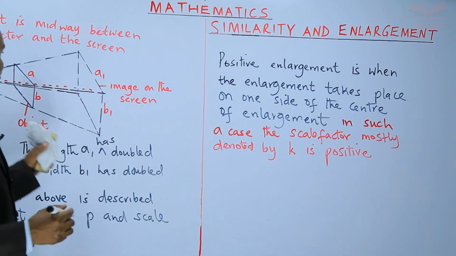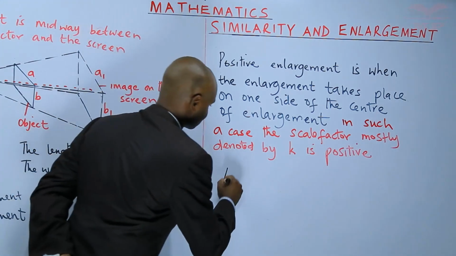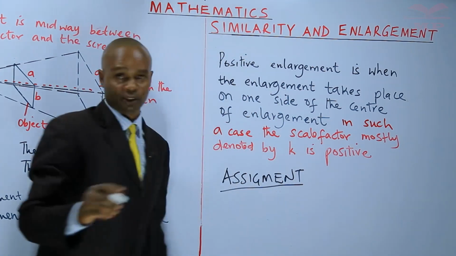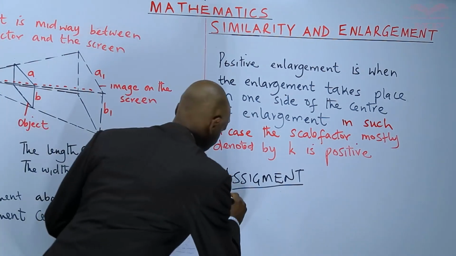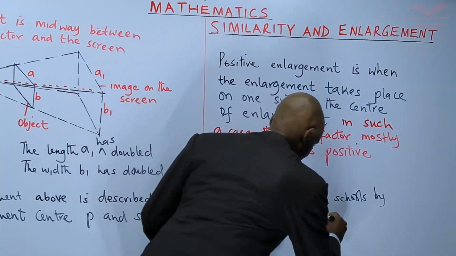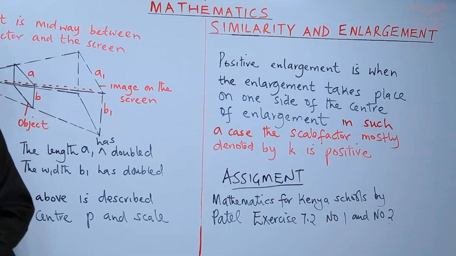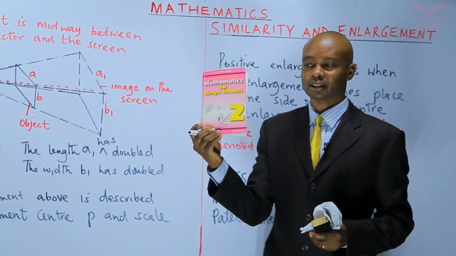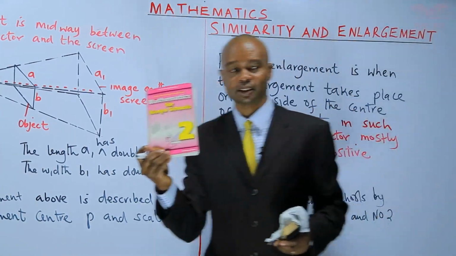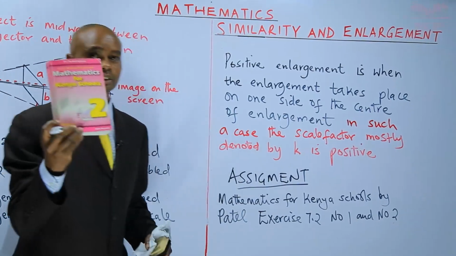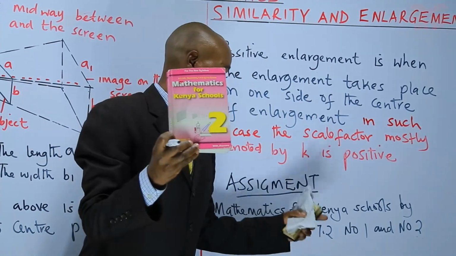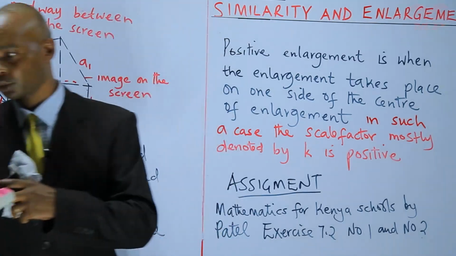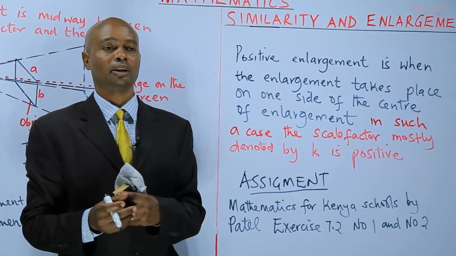So at that juncture, it's good to have a short assignment. For those who do not know the book I'm talking about, that is the book Mathematics for Kenya Schools by Patel, book 2. You'll work out number 1 and number 2 of exercise 7.2.